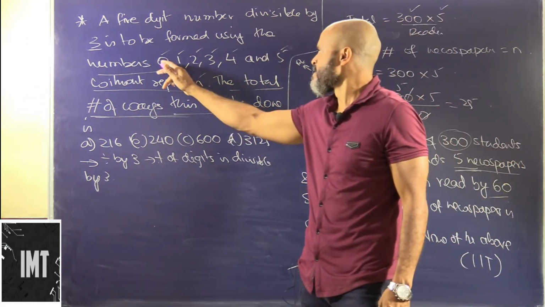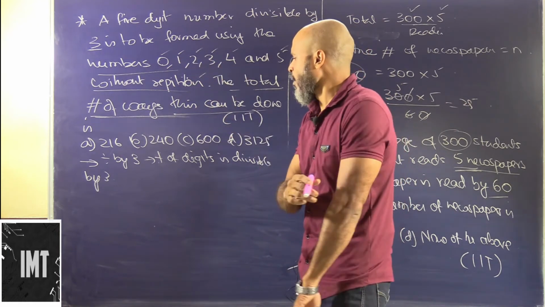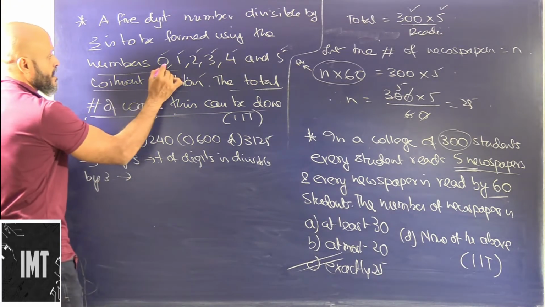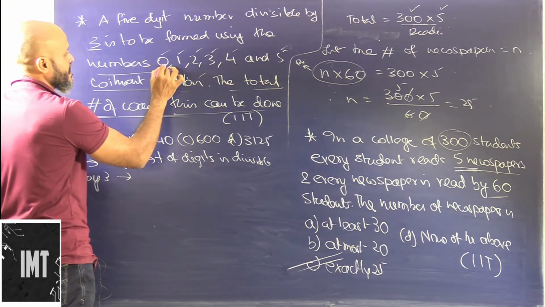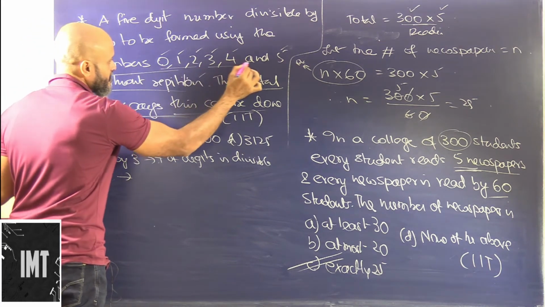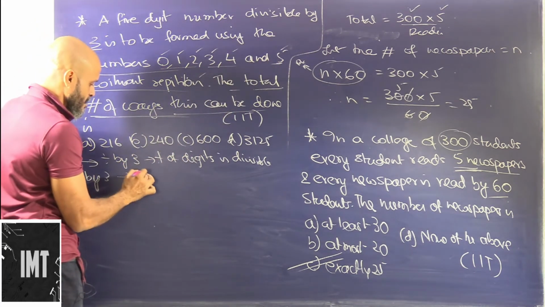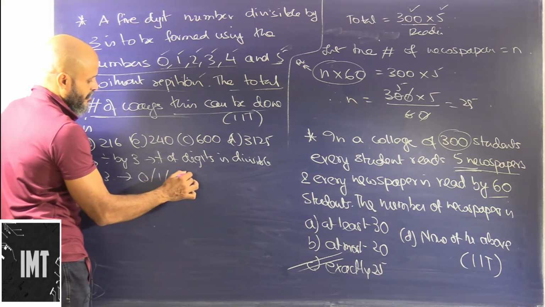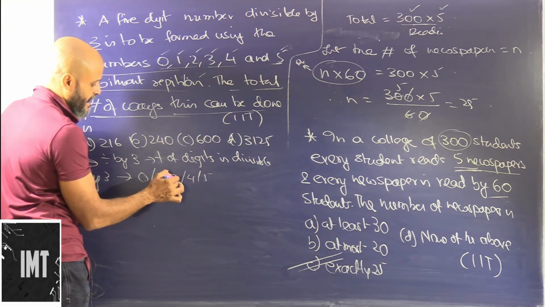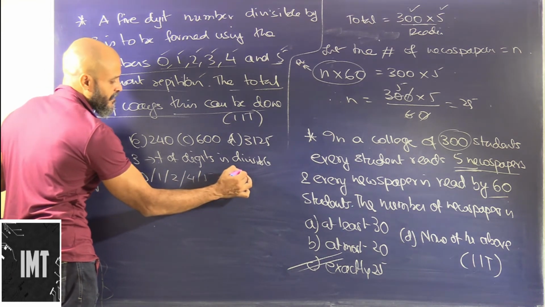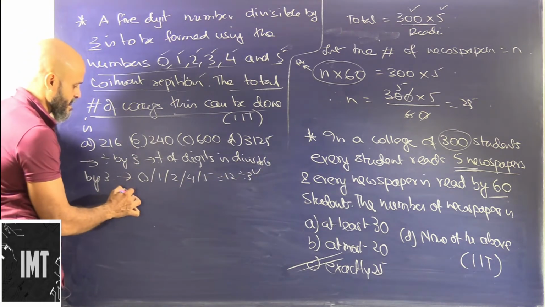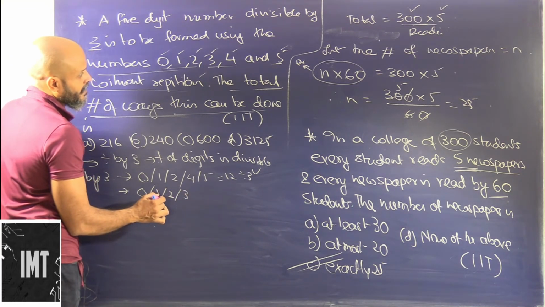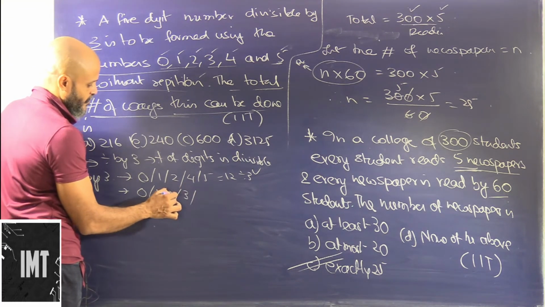So how many digits do we have? 0, 1, 2, 3, 4, 5. What combinations can we get in order to make this number divisible by 3? We have 6 numbers out of which we have to form a 5-digit number. The first combination will be 0, 1, 2, 4, 5. 5 plus 4, 9, 10, 11, 12. This is giving us 12, and 12 is divisible by 3.